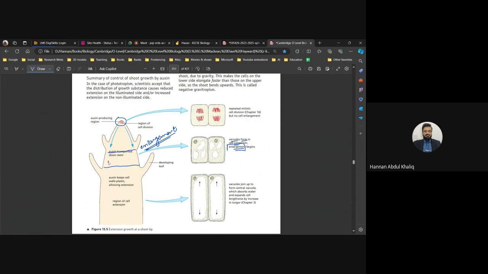Then the cell would move a bit downward, even more downward. When they move downward, the cell would start elongating. This is the zone of elongation. You can say this is the zone of enlargement and differentiation, and the last zone is elongation. Why is the elongation required? It is the biggest question.